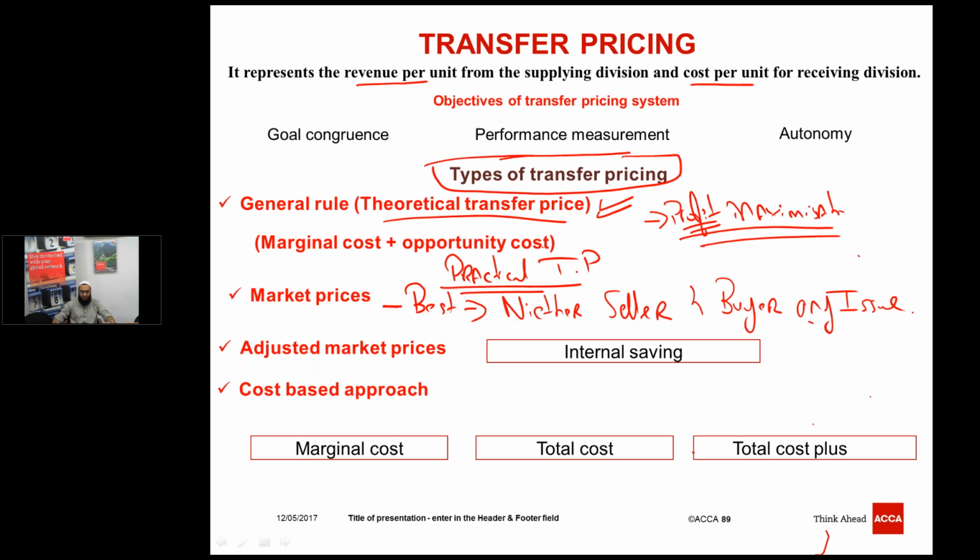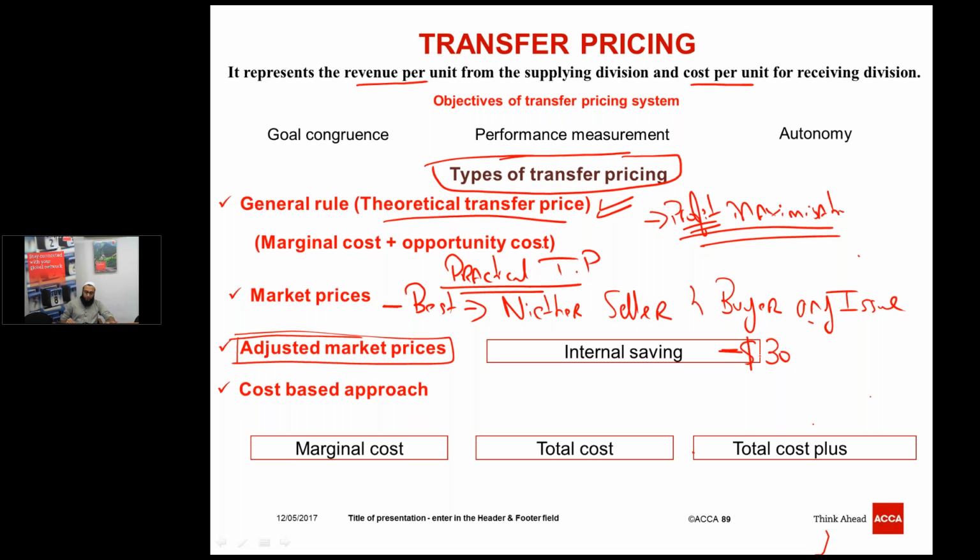Now, market price is the best option in practical transfer price, and then comes another one, that is adjusted market price. Now, what is adjusted market price? Yesterday we had a discussion about that as well in that particular mock company question. If you remember, there was a saving of $30 in that particular question. Now that saving of $30 is basically a saving that will be achieved when both the divisions do business with each other.